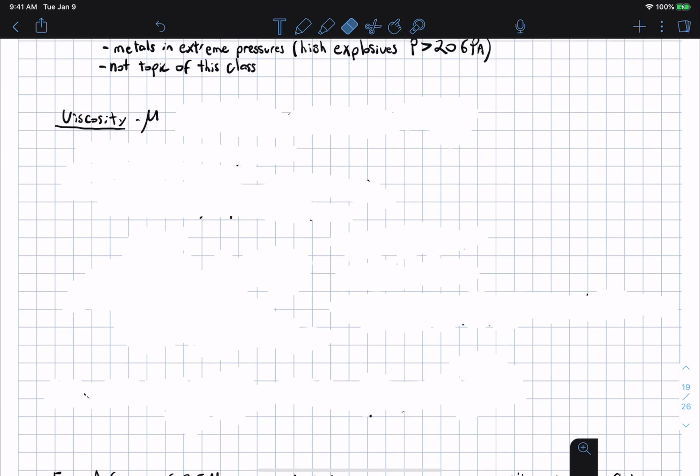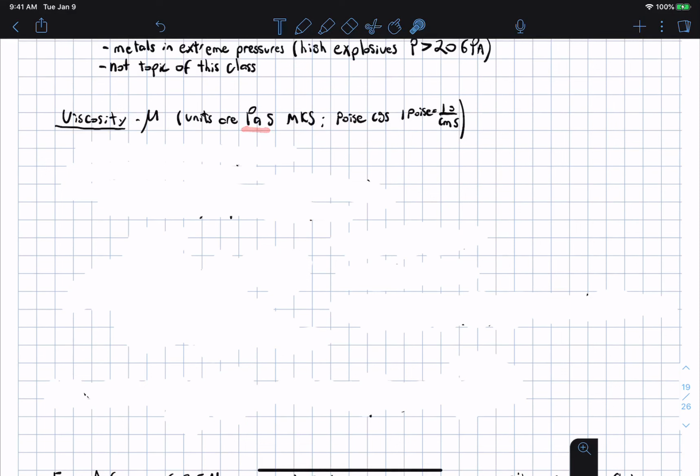Okay, and now we need to discuss viscosity, which is given by the Greek letter mu. The units of viscosity are Pascal seconds in MKS, or poise in CGS. A poise is just 1 gram per centimeter second. Mu is called the dynamic or shear viscosity. You will hear both being used quite often.